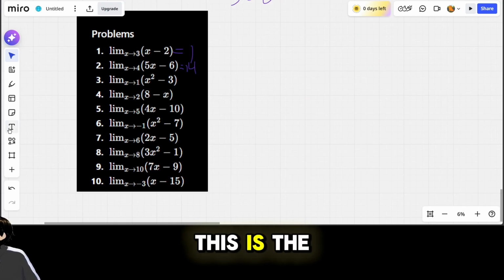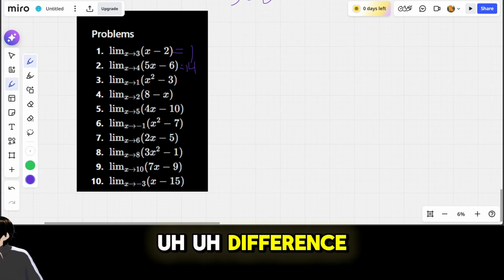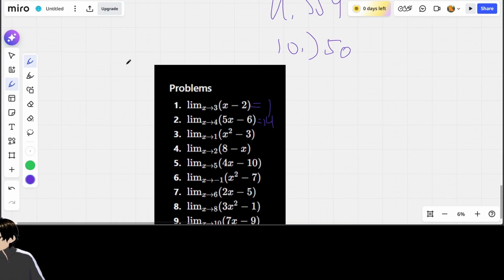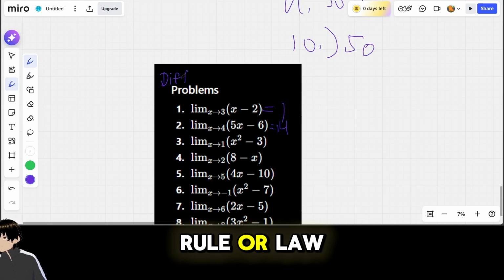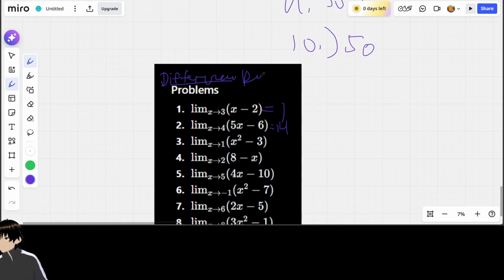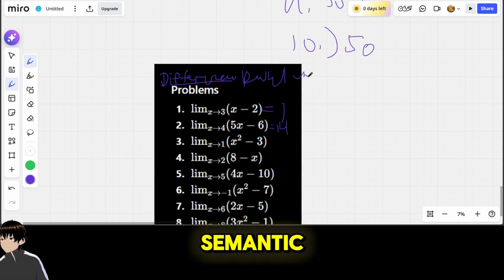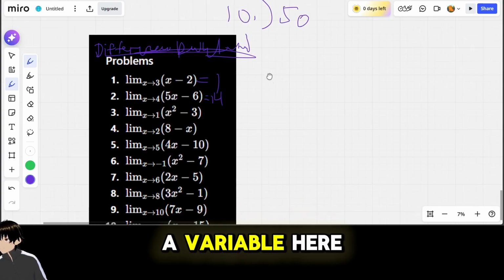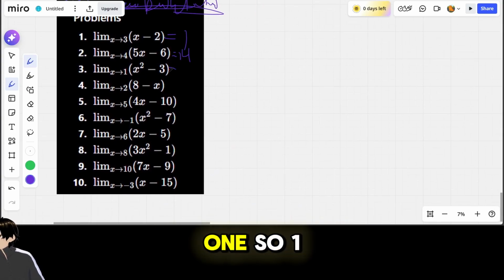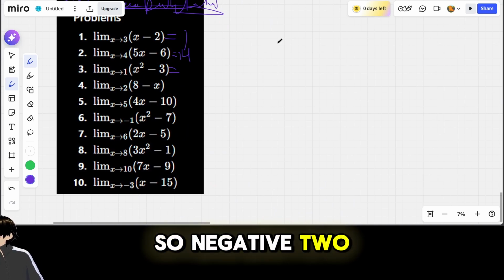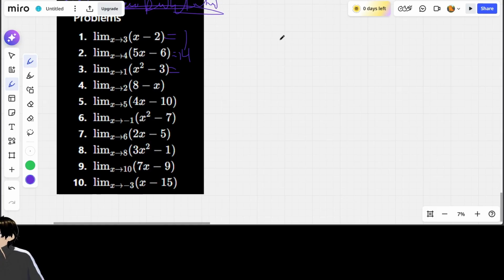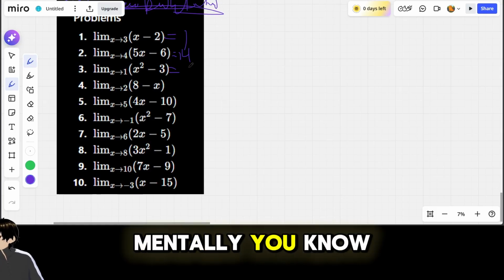So this is the difference law, difference theorem, difference rule or law, whatever you want to call it. You don't need to get all semantic. We have a variable here, 1 squared, it's going to be 1, so 1 minus 3 is negative 2. You can just about do this mentally, you know.